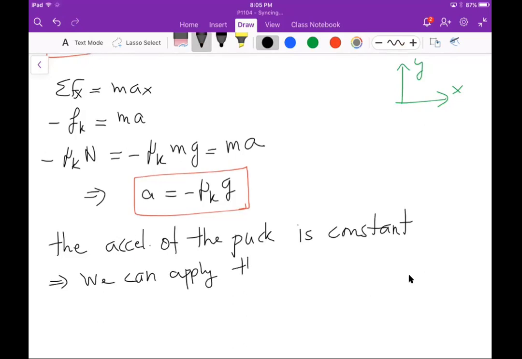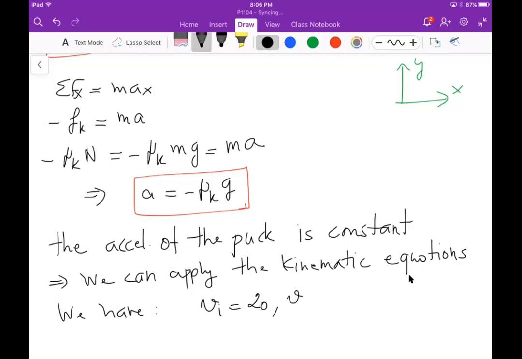So we can apply the kinematic equations for a particle under constant acceleration. And what is the best equation that we could apply here? Now look what we have. We have V initial equal to 20. We have V final equals 0. We have the displacement delta x or d, and so d equals delta x equals 115 meters.